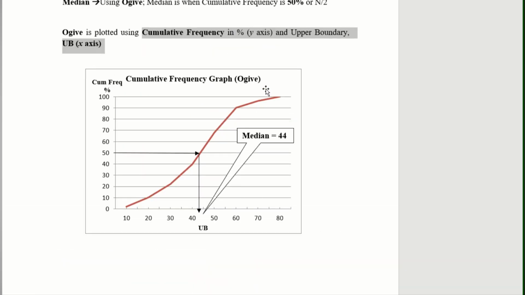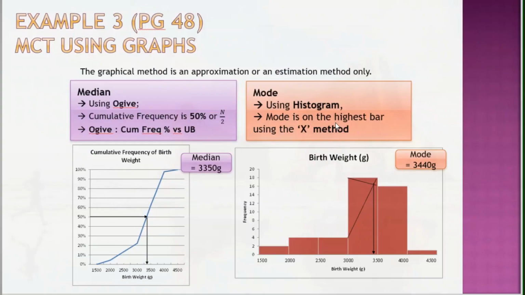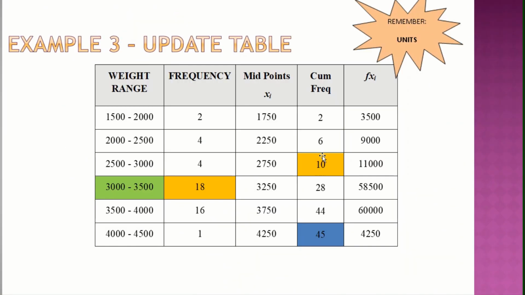So what does that tell you? You need to update your table. Whenever they ask you to draw ogive, you need to add in a new column which is cumulative frequency percentage. How to find cumulative frequency percentage? I'll show you using this table. 2 over 45 times 100, 6 over 45 times 100, 10 over 45 times 100, and so on. Just round it to a whole number. This means you find the percentage of each. The last one is 45 over 45 times 100, which must be 100%.